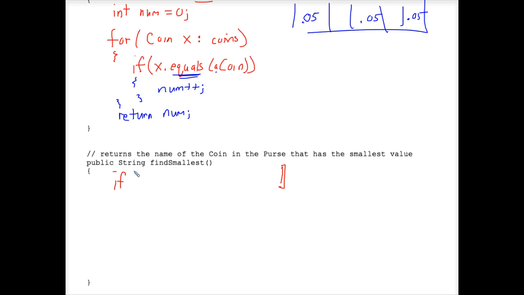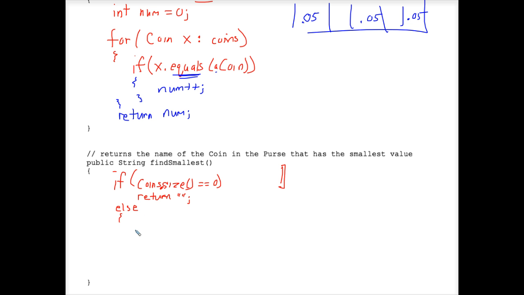If coins.size is equal to 0, then return, let's just return empty string. It would probably tell you what to return in the question if we had looked at the question directions. But let's just return two quotes next to each other, unless we are told otherwise.